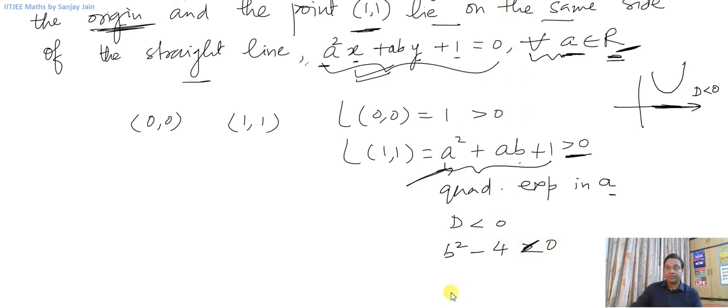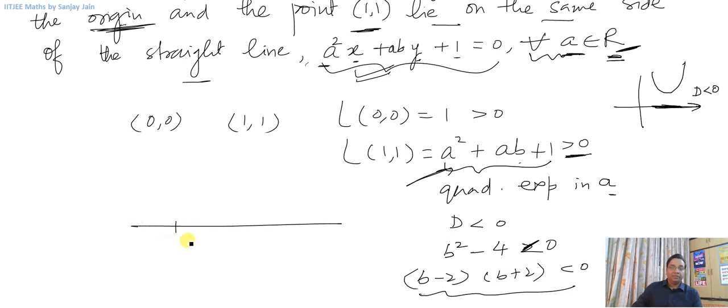So you can write this as (b - 2)(b + 2) should be less than 0, and for this the value of b should lie between -2 and 2, right? It should lie between -2 and 2. All right, I hope this question is clear to you. Now let me write one more question.